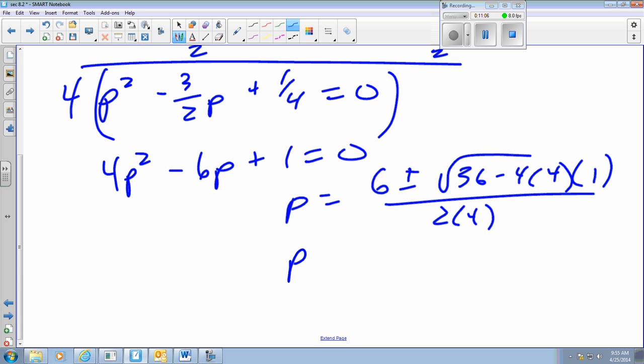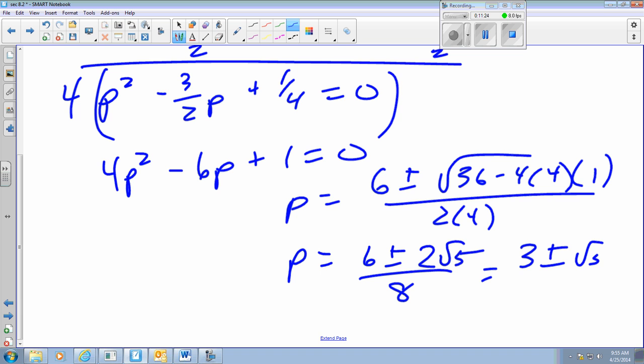Simplifying that, I get p equals 6 plus or minus the square root of 36 minus 16, which gives me square root of 20. Square root of 20 we're going to write as 2 root 5 over 8. Everything again is divisible by 2, so we're going to say 3 plus or minus the square root of 5 over 4.